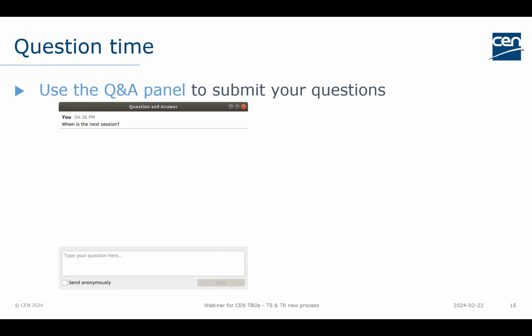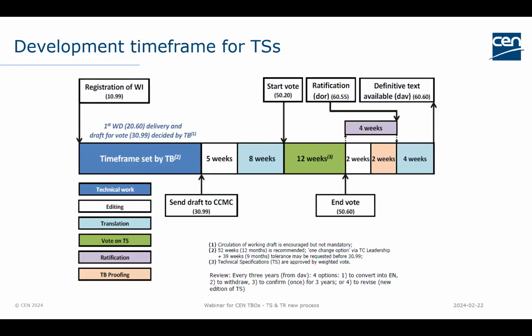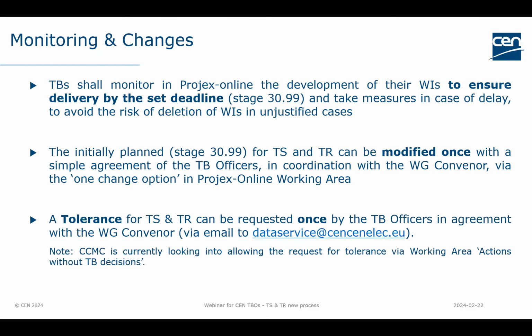Then we have a question from Ayat: email request to data for one change option and tolerance only if the target date for 3099 is over. So basically, you can go here and monitor changes.